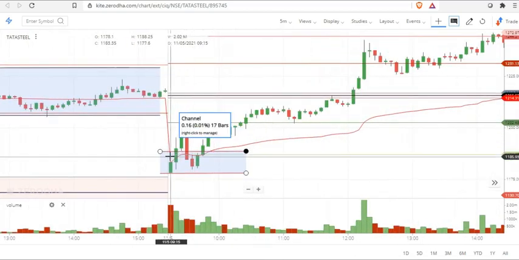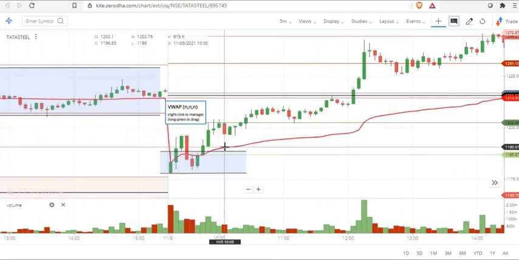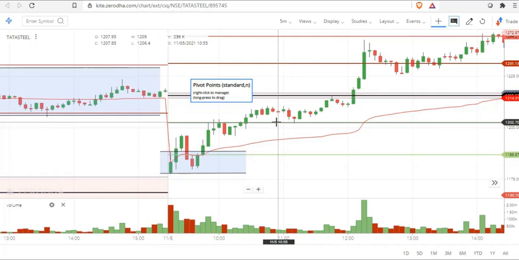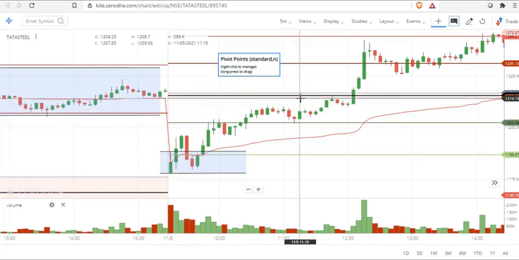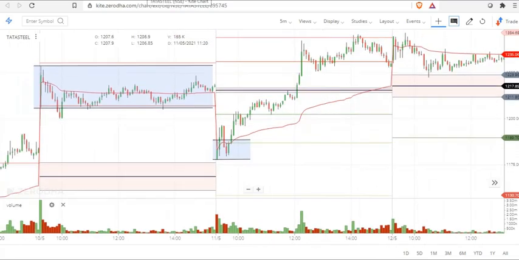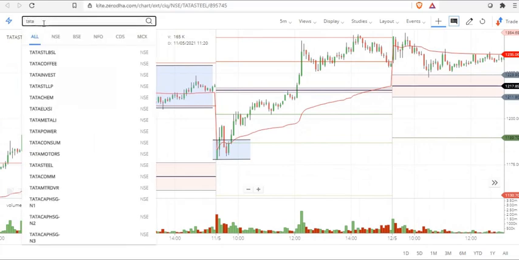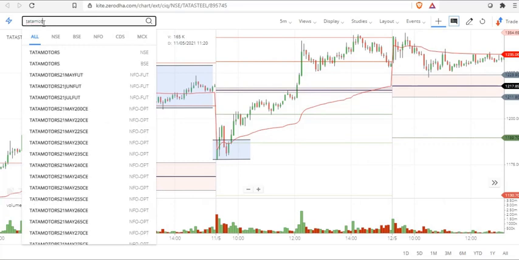Here is a large breakdown day. The movement of the VWAP is on the upside. At least our first target here is 1202, then CPR 1214. Then we can go for another stock, Tata Motors.